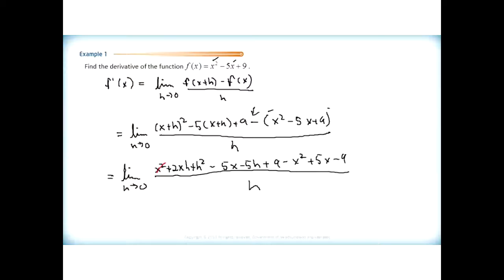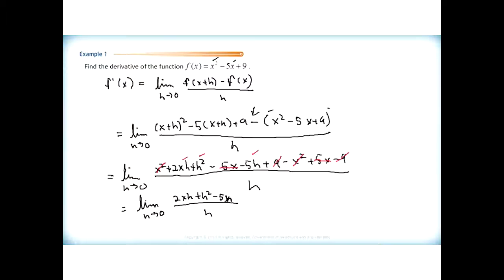Positive x squared and negative x squared are gone. Negative 5x and positive 5x are gone. Minus 9 plus 9, they're gone. And so we have just 3 terms left up top. If you're doing this correctly, you will notice that with the 3 terms you have left over, every one of them should have at least one h in it. So we've got the limit as h approaches 0, and up top we've got 2xh plus h squared minus 5h, hey, that's an h, all over h.